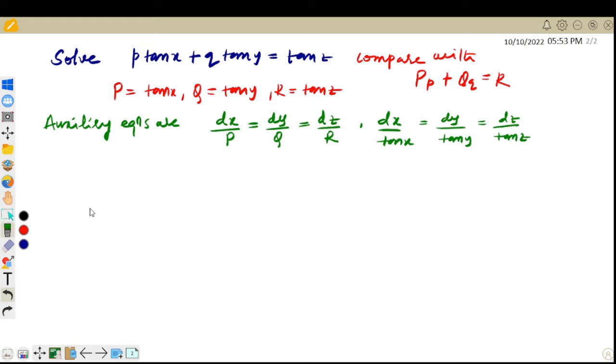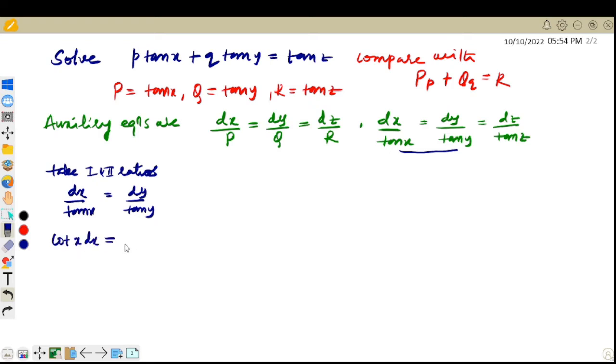Now let us take first and second ratios. dx by tan x is equal to dy by tan y. Now write the reciprocal of tan x as 1 by cot x. Cot x dx is equal to cot y into dy.